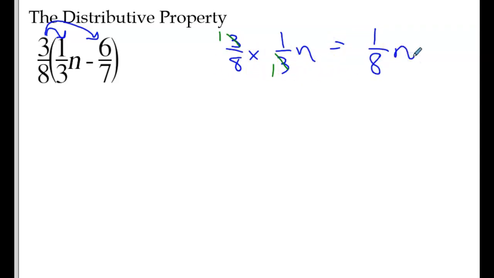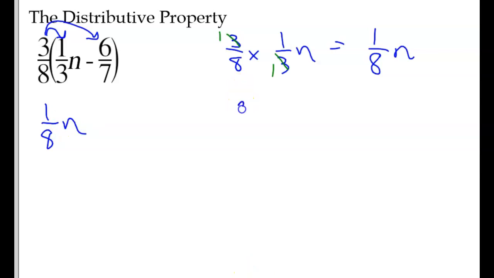If you have fractions, you just got to be careful with your multiplication of fractions, but it is still the same idea. You're going to multiply the 3/8 times the 1/3 n and 3/8 times this negative 6/7. So 3/8 times 1/3 n. Don't forget to cross reduce. 3 goes into 3 once. And when I multiply straight across, 1 times 1 is 1. 8 times 1 is 8. I need my n there. 3/8 times 1/3 n is 1/8 n.